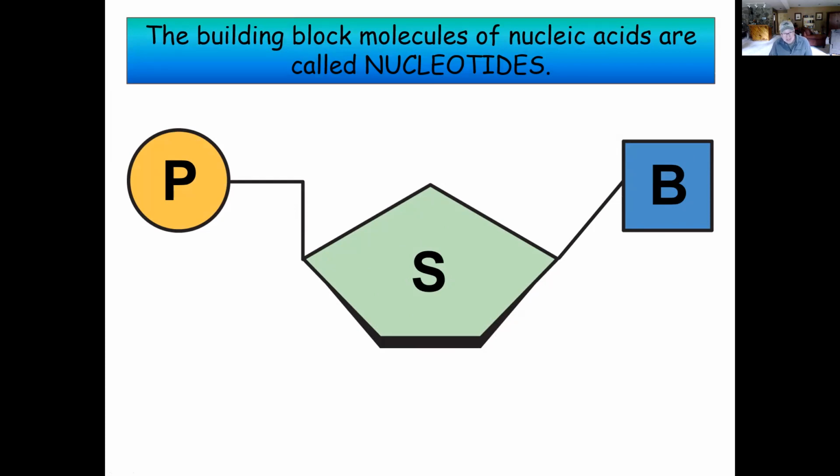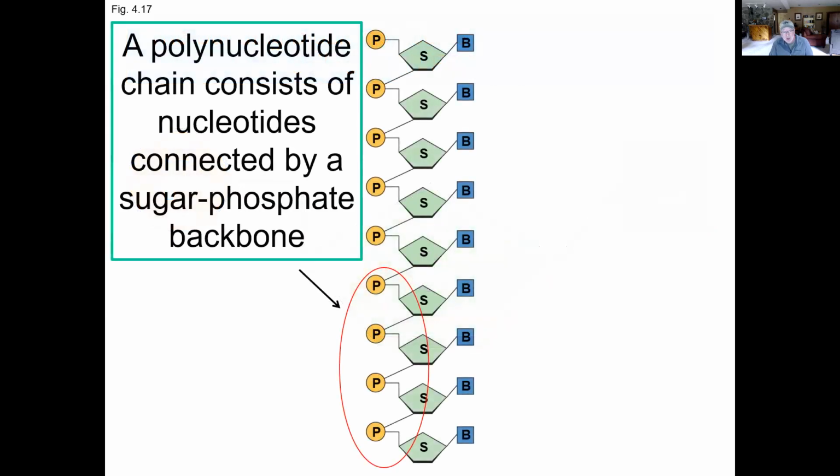Now, these nucleotides can vary a little between DNA and RNA. We'll talk more about those in just a few moments. You might actually have already learned about that, I would hope, even in your high school biology class.